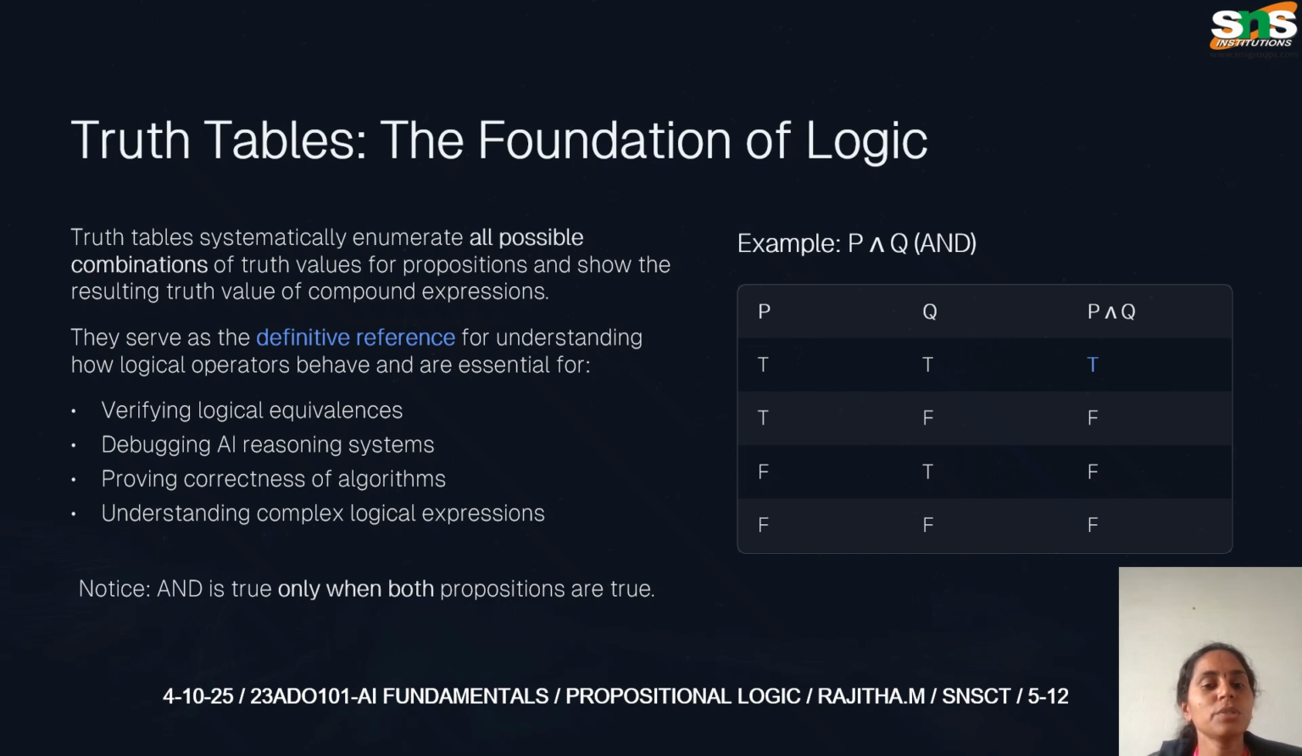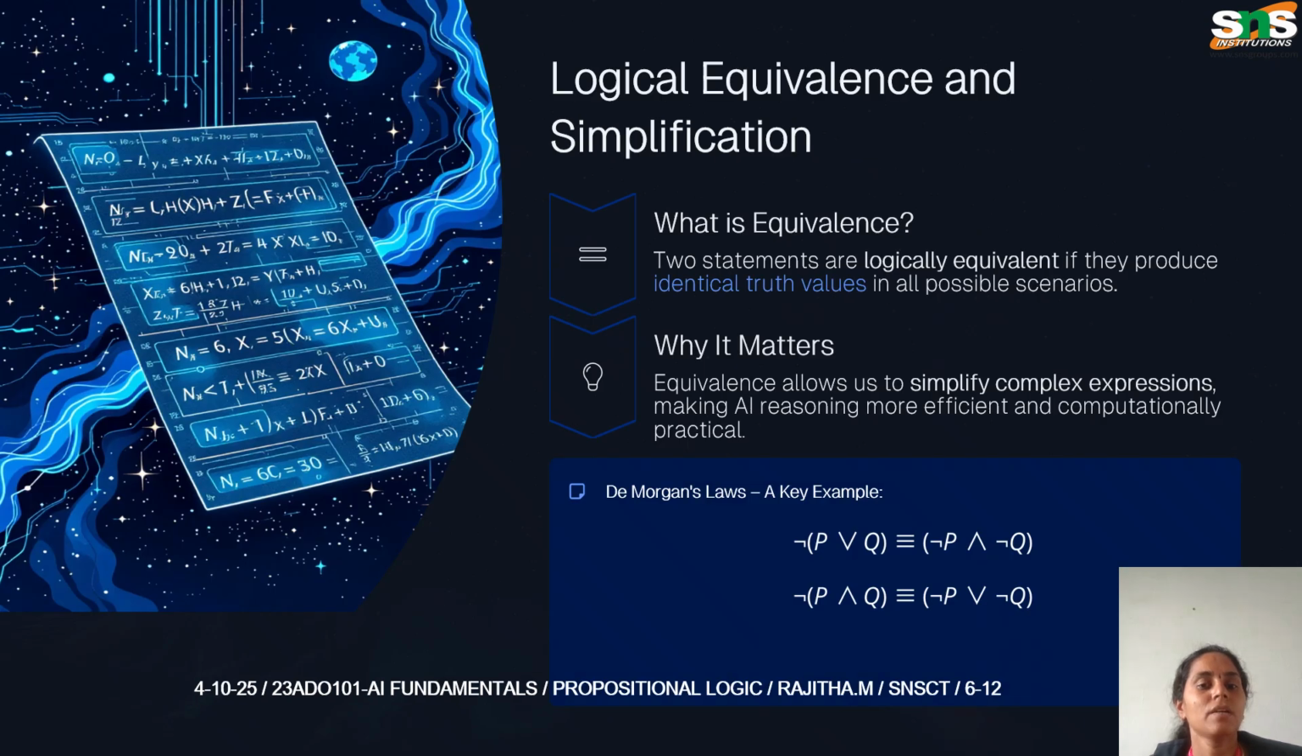So let's see truth tables, the foundation of logic. Truth tables help us understand how logical connectors work. They list all possible combinations of truth values for the statements and show the final result. For example, for P and Q, the result is true only if both P and Q are true. Truth tables are very useful in AI for checking if reasoning is correct, debugging logical expressions, and proving that statements are logically valid.